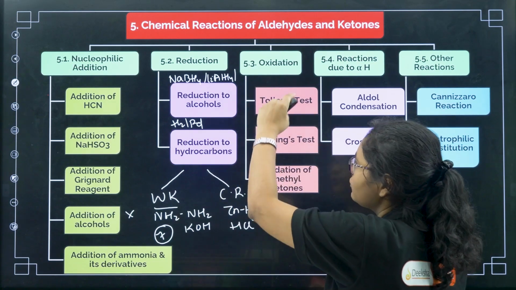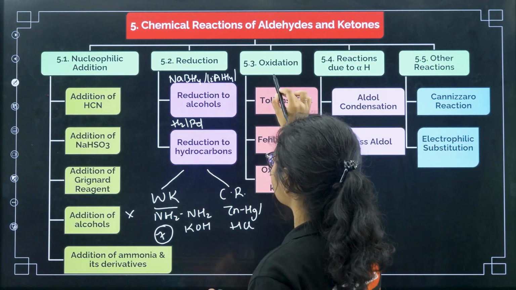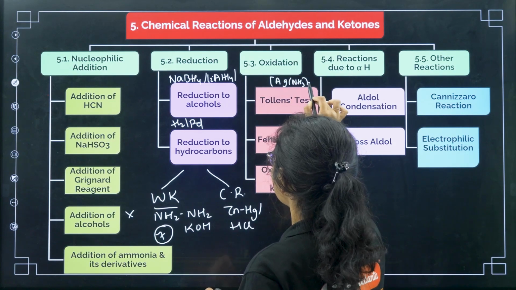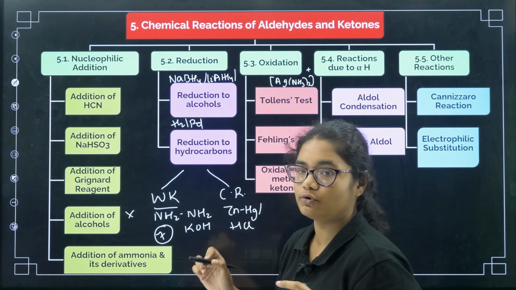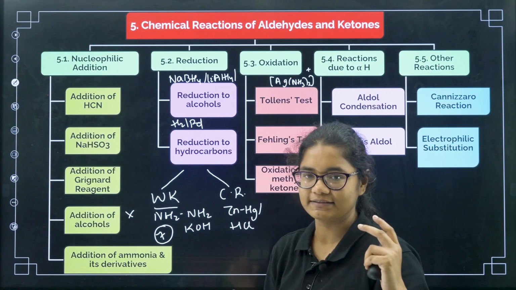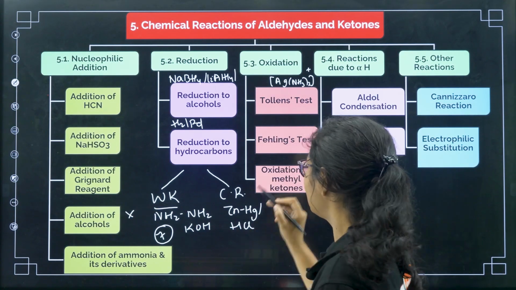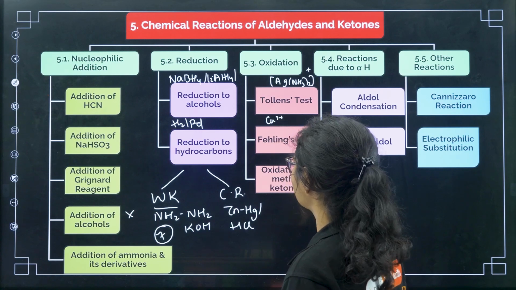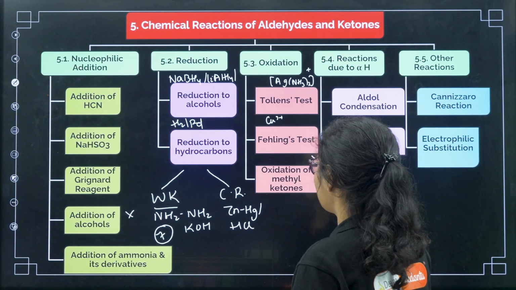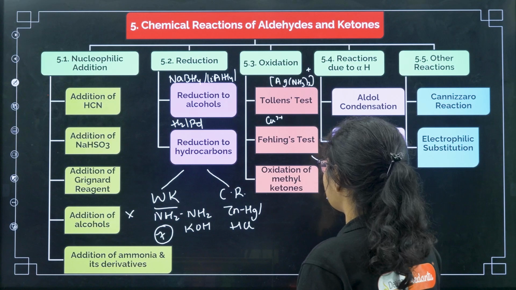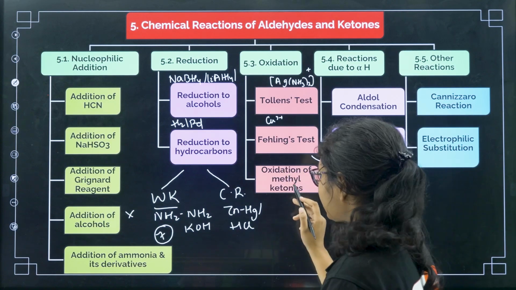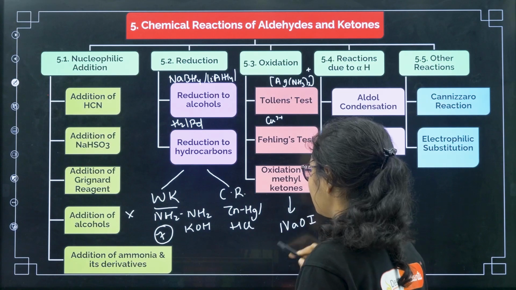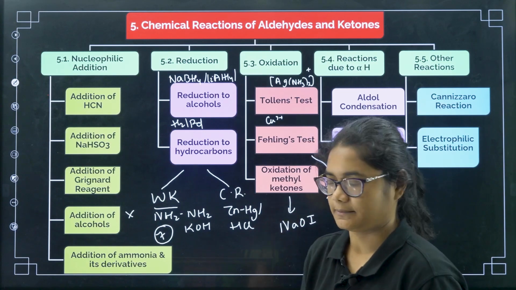Okay, now coming to oxidation, for Tollens reagent, the reagent was Ag(NH3)2 plus, right? And this gave you silver mirror test, and it is given by aldehydes. Fehling's test is your copper 2 plus. Here you should remember that aromatic aldehydes do not give Fehling's test. Next, oxidation of methyl ketones, we have NaOI. Iodoform reaction, yellow precipitate.